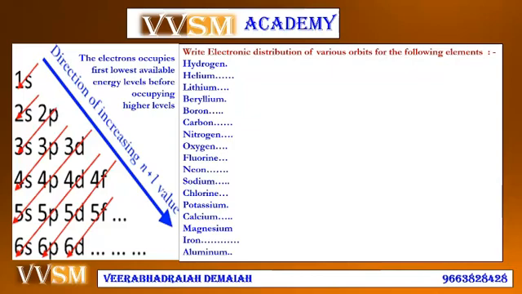You can also write down the electronic configuration of the following elements: sodium, chlorine, potassium, calcium, magnesium, iron, aluminium, using the Aufbau principle.